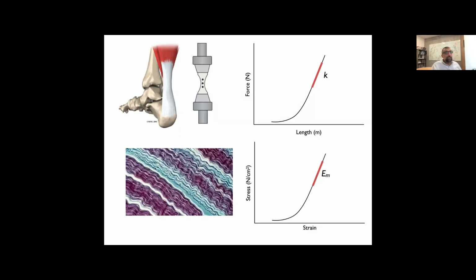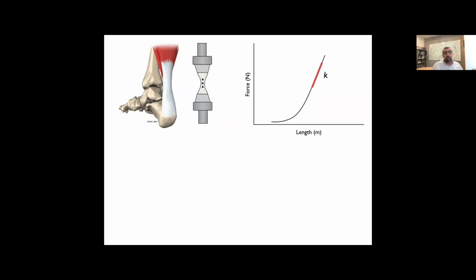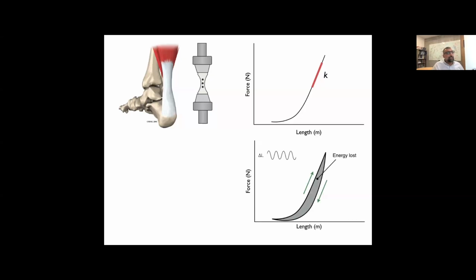Now, most often tendons aren't just stretched, they are cycled through length changes. And so if we take a tendon and drive it through some sinusoidal length change, what we notice is that it does return a good portion of that energy back to us. As we load energy into the system and then bring that system back, we've got this area under that loop, that's the energy lost in that cycle.